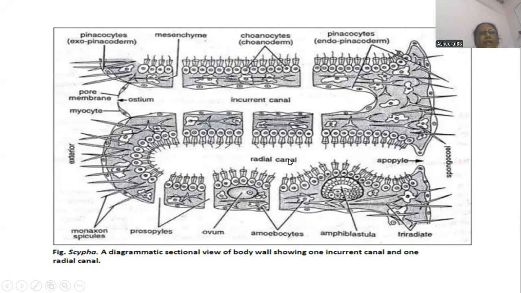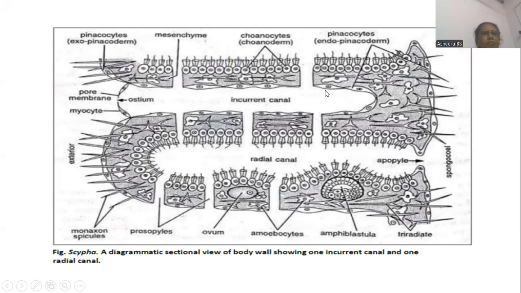present lining the radial canal, the choanocytic layer, choanoderm, and the incurrent canal is lined by the pinacoderm. And here you can see the ostium. So how will water enter? Water will enter through the ostium, then to the incurrent canal, then prosopyle, then radial canal, then apopyle, then the spongocoel. That is how the water will enter.